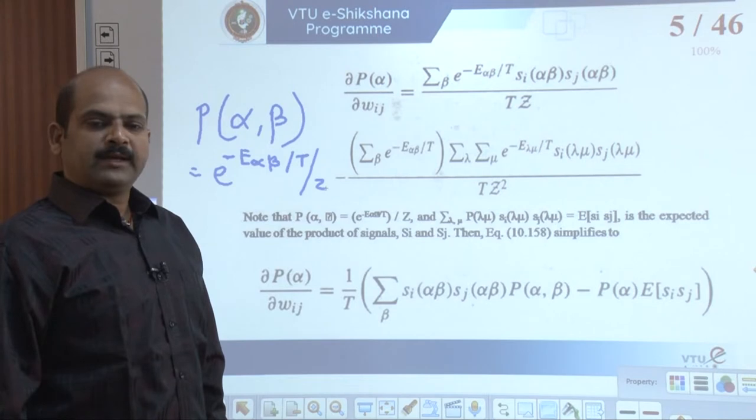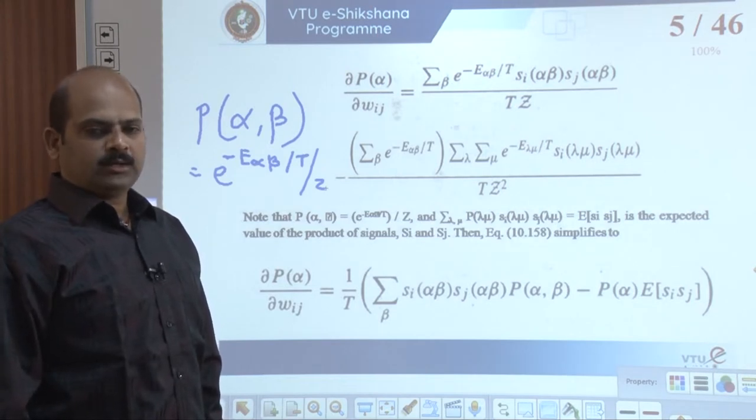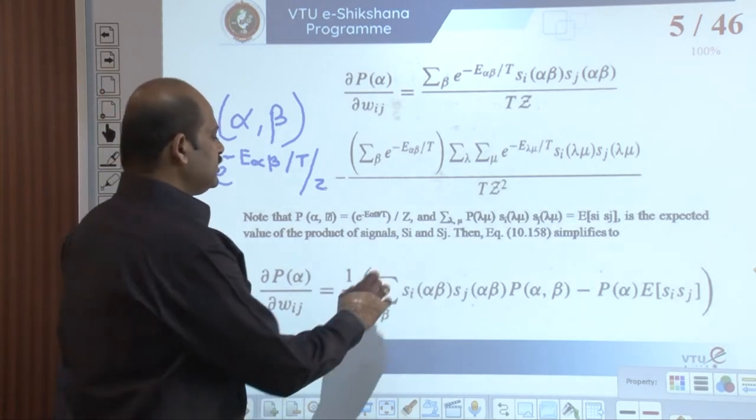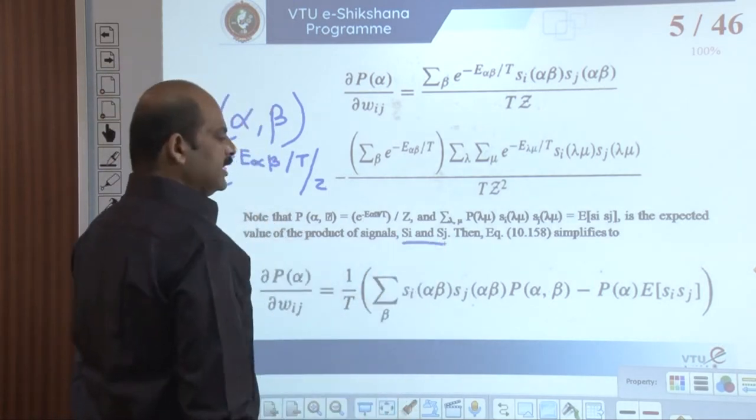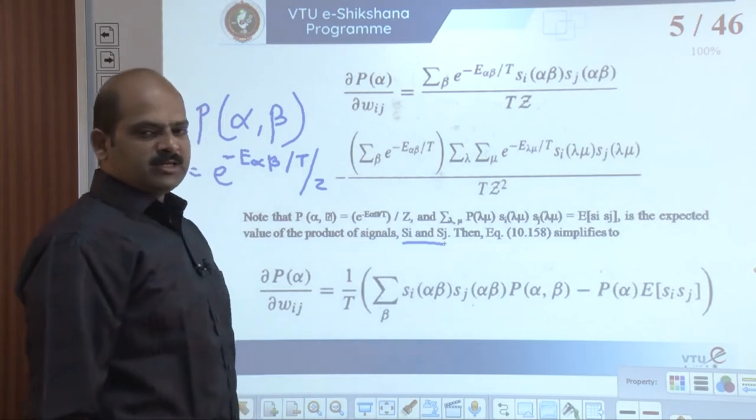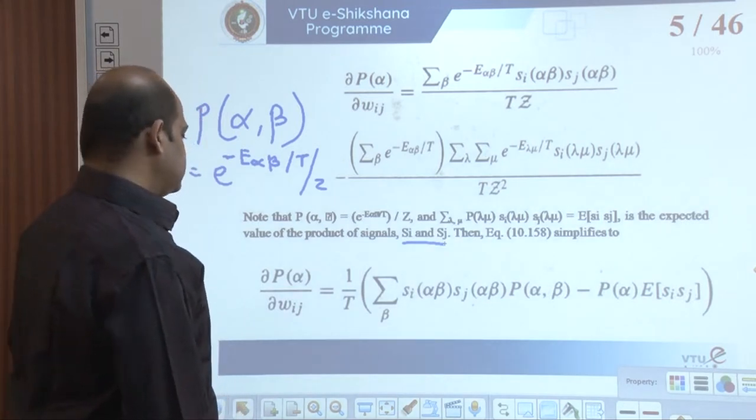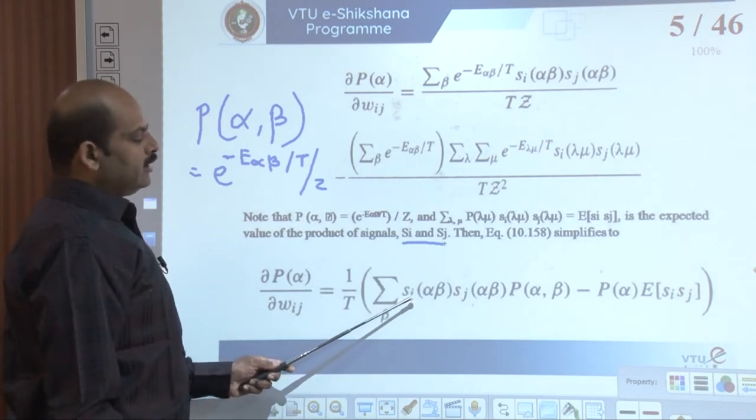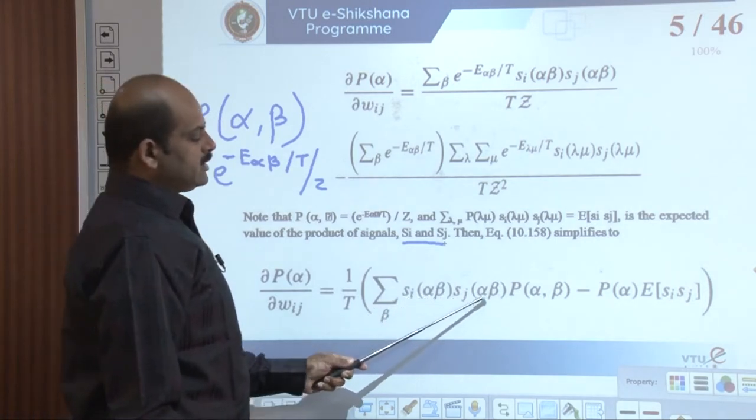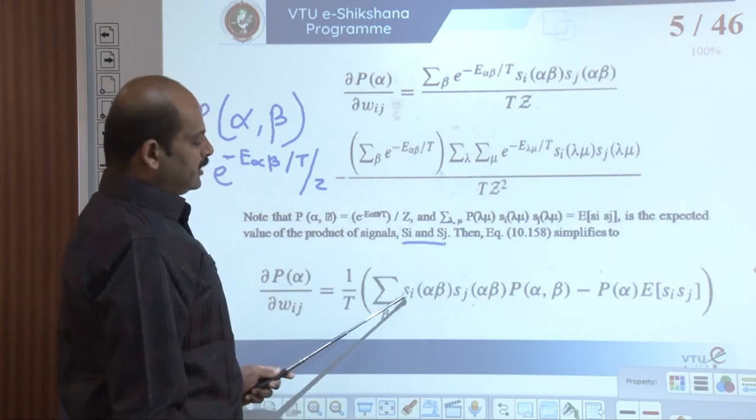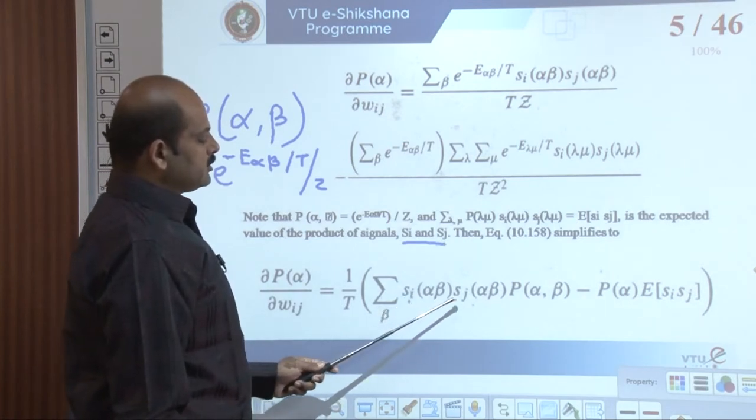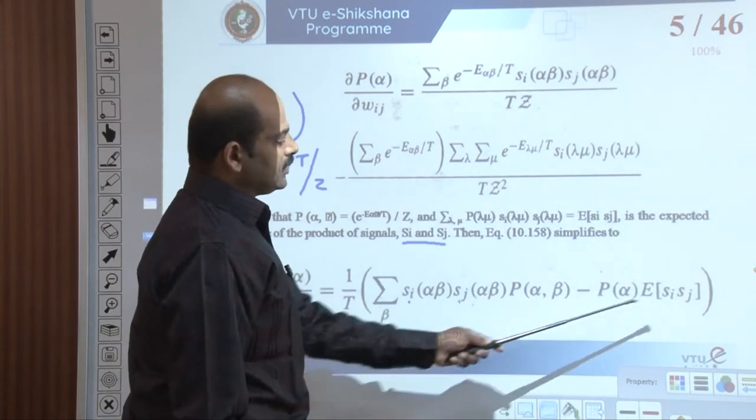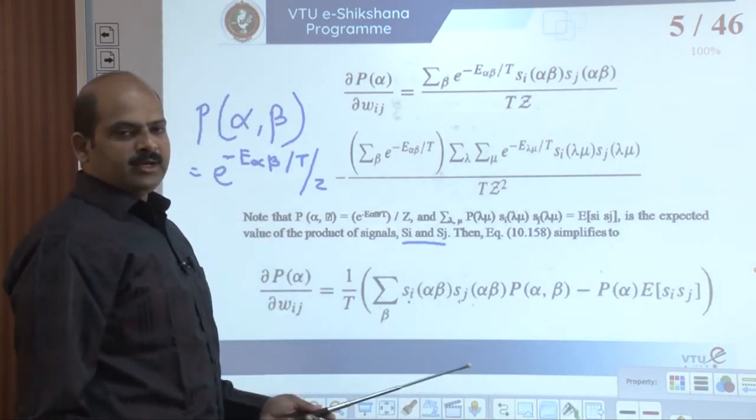This is going to be the expected value of the product of the signal function, so we consider the signal function and take Si and Sj. Then this equation is simplified as 1 over T, summation of the signal function of the eigen value and the signal function of the eigen vector, with the probability of alpha beta considered. In such a way, we get this expression.